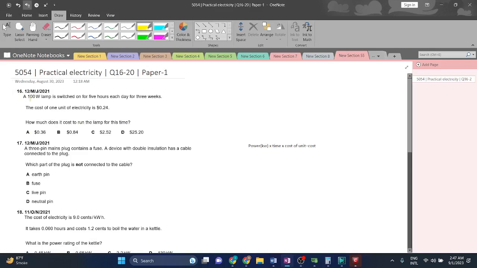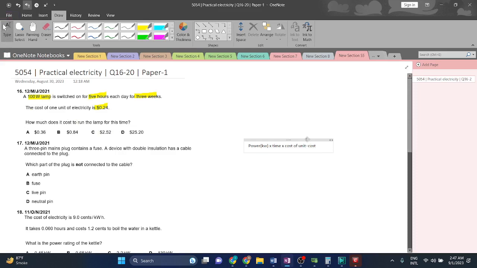Let's start. Question 16. A 100-watt lamp is switched on for 5 hours each day for 3 weeks. So, for example, you go to work, you work for 5 hours and during that time your light stays on for 5 hours. That lamp consumes 100 watts of power, and you go to work consecutively for 3 weeks. 1 unit of electricity costs 0.24 dollars. How much does it cost to run the lamp for this time?